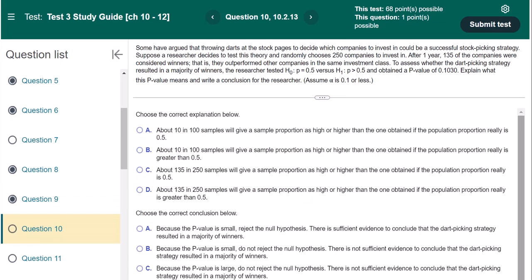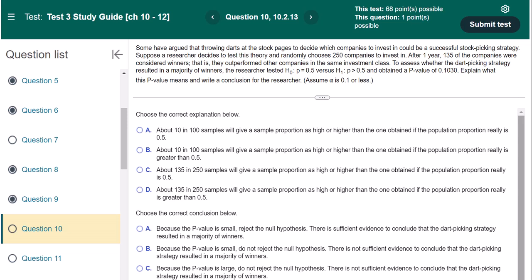So some have argued that throwing darts at the stock pages to decide which company to invest in could be a successful stock picking strategy. Suppose a researcher decides to test this theory and randomly chooses 250 companies to invest in. After 1 year, 135 of the companies were considered winners. So N is 250 and X is 135. That is, they outperform other companies with the same investment. To assess whether the dart picking strategy resulted in a majority of winners, the researcher tested H0: P is 0.5 versus H1: P greater than 0.5, and obtained a p-value of 0.1030.